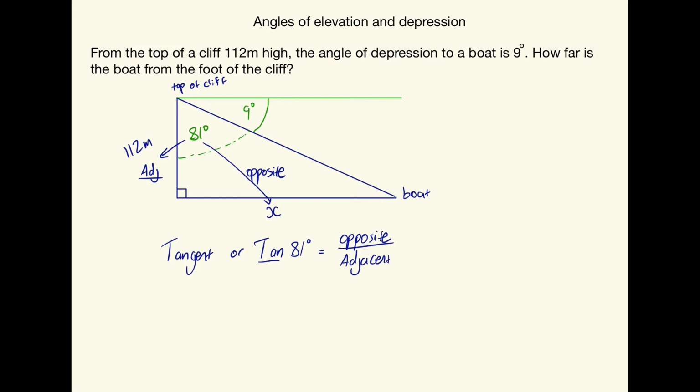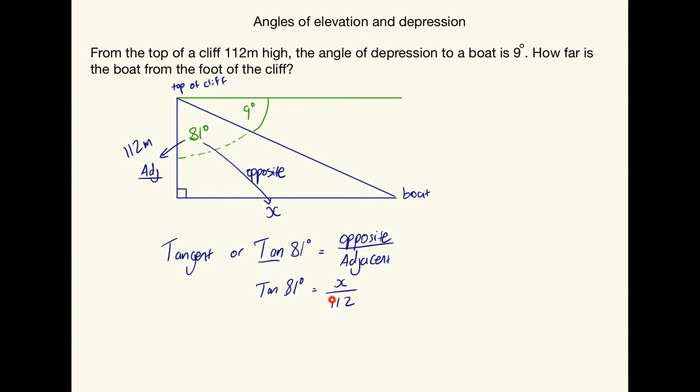Okay, from here I'm going to substitute what we know about the opposite side and what we know about the adjacent side. Let's go ahead and do that. So tan 81 equals, now opposite is x, and the adjacent is 112 meters. Alright, from here, I want to move 112 to the other side of my equation, and in doing so, I reverse the operation that's currently being applied to 112.